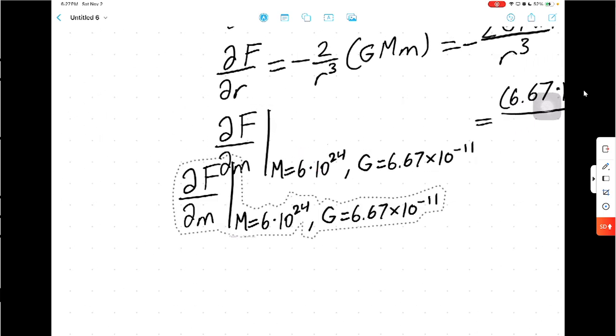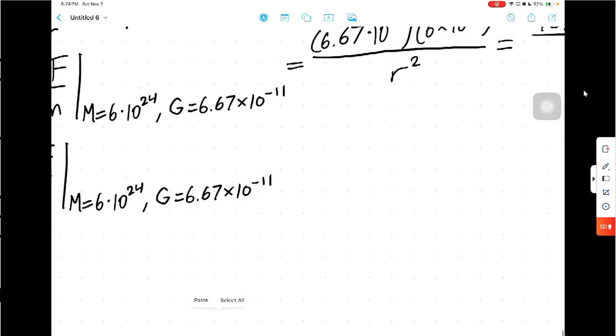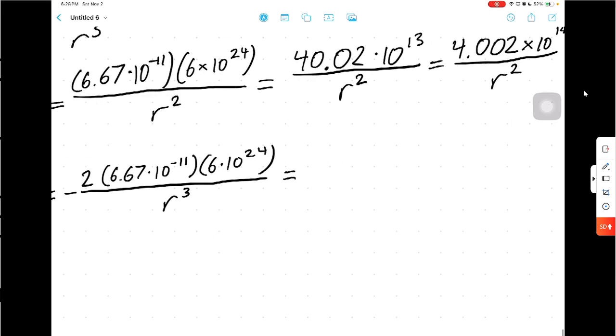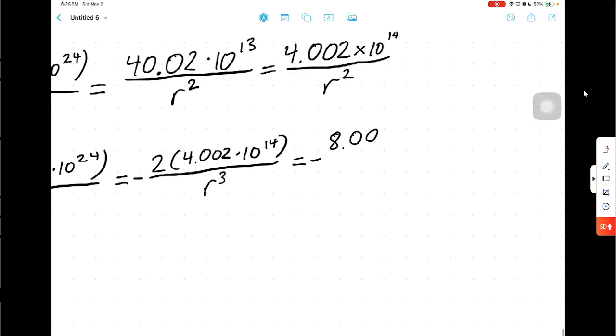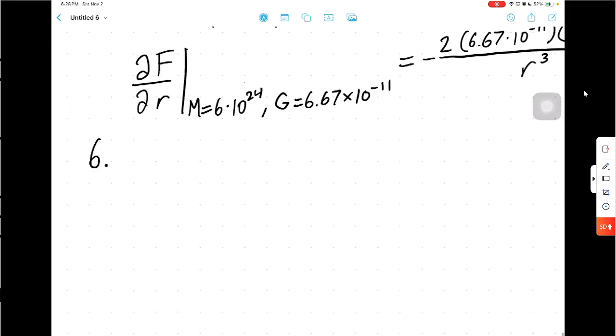Doing the same thing except for r. We have negative 2 times 6.67 times 10 to the negative 11, 6 times 10 to the 24 over r cubed, negative 2 times 4.002 times 10 to the 14, over r cubed. So negative 8.004 times 10 to the 14 over r cubed. Wow, my brain is decaying. Awesome.